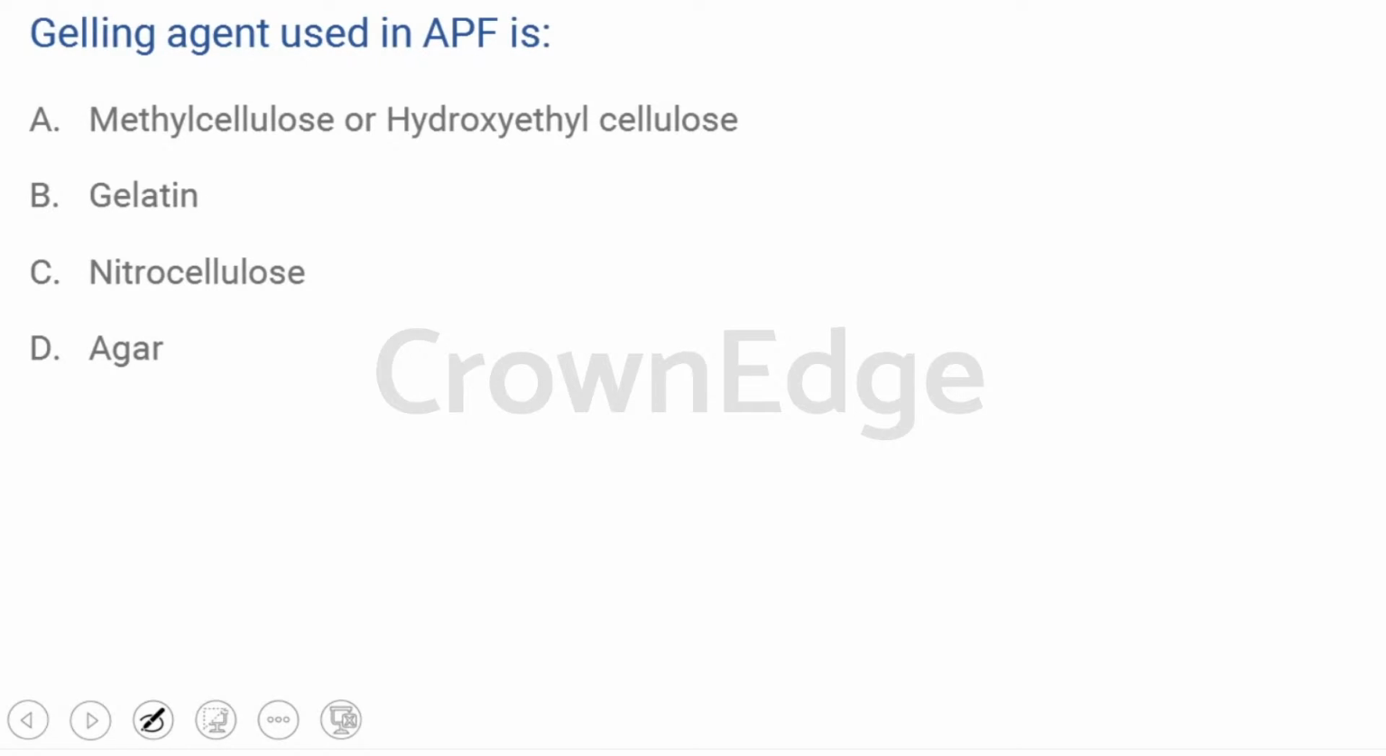Gelling agent used in APF is: A, methyl cellulose or hydroxyethyl cellulose; B, gelatin; C, nitrocellulose; D, agar. So APF is available in 2 varieties. It can be in the form of a solution, or it can be in the form of a gel. Gel has been more commonly used because of its ease of use and because of its better acceptability with children. And the gelling agent which is used is option A, which is methyl cellulose or hydroxyethyl cellulose.